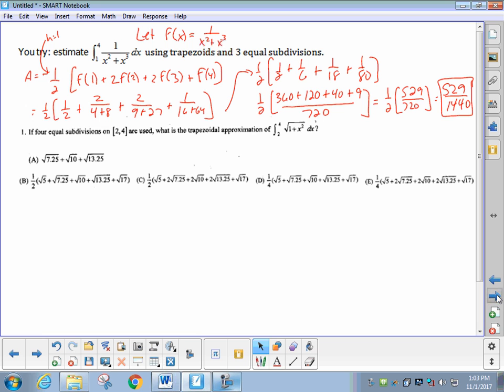What do you say? E. Tell me, how can you eliminate A, B, and C right away? The height. Yeah, the height over 2 would be 1/2 over 2, which is 1/4. So it's got to be D or E. Why E, not D? The twos.